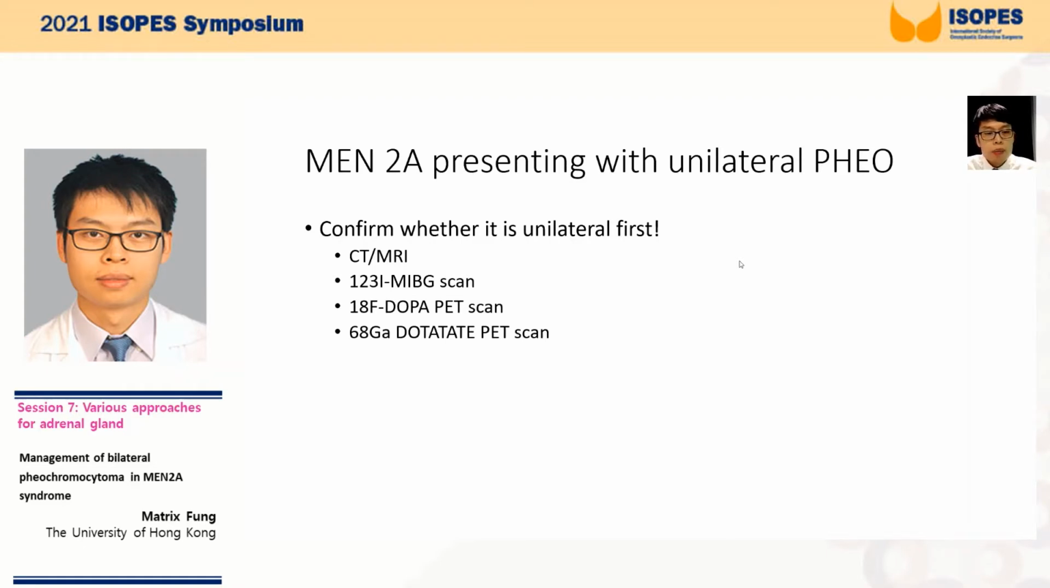The most important first step is to confirm whether it is a unilateral disease. We can do this by a CT or MRI scan, or more commonly, functional imaging with an MIBG scan, and an F-DOPA PET scan or a gallium dotatate PET scan is preferred. This may reveal some small lesions which cannot be detected in axial imaging.